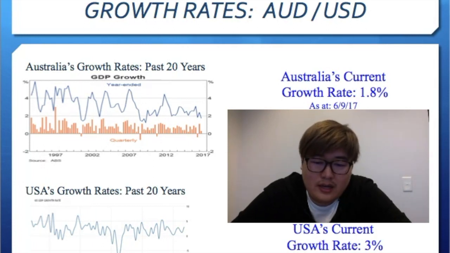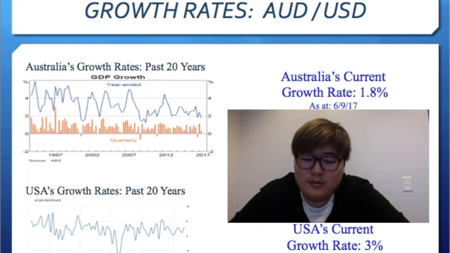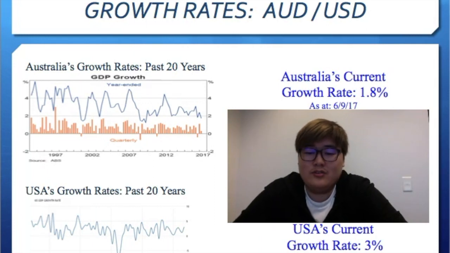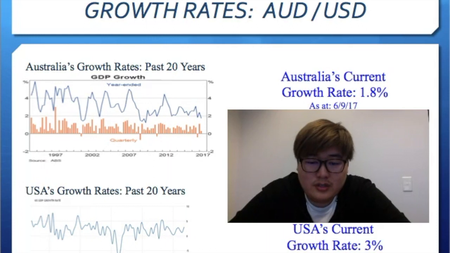America's growth rate as of June this year is 3%, which has increased from the first quarter of 2017 growth rate of 1.4%, and is the strongest growth rate since 2015. The main contributor to the current growth rate is the improvement in domestic consumption.